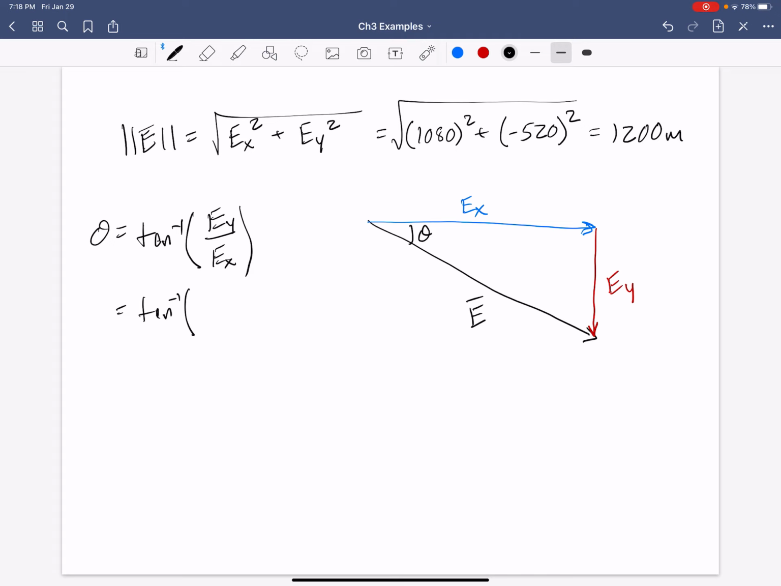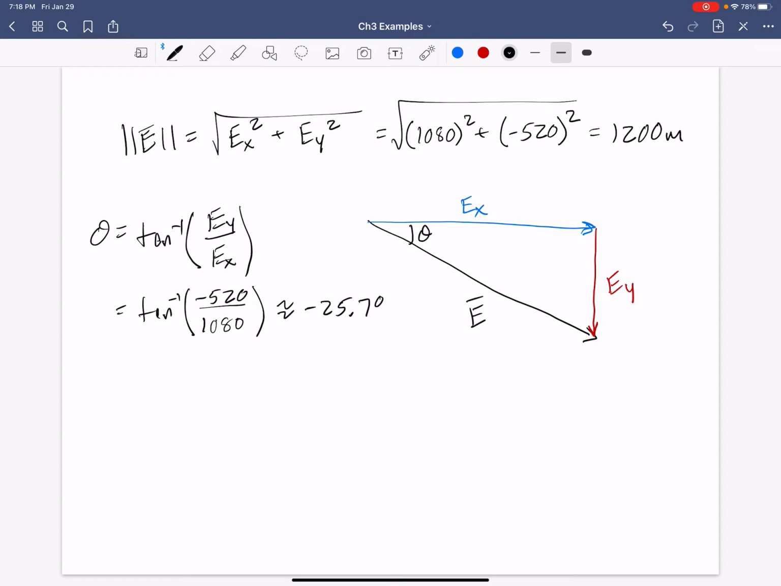Right? And so this is inverse tangent of, what was EY? Negative 520. Again, keep that minus sign in there. That's part of that magnitude over the x component of 1080. And this should be approximately negative 25.7 degrees. Okay. So, negative 25.7, and that should make sense, right?